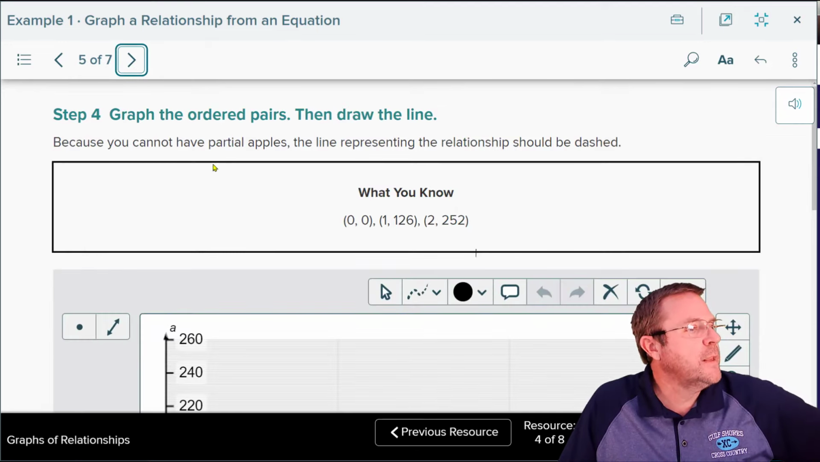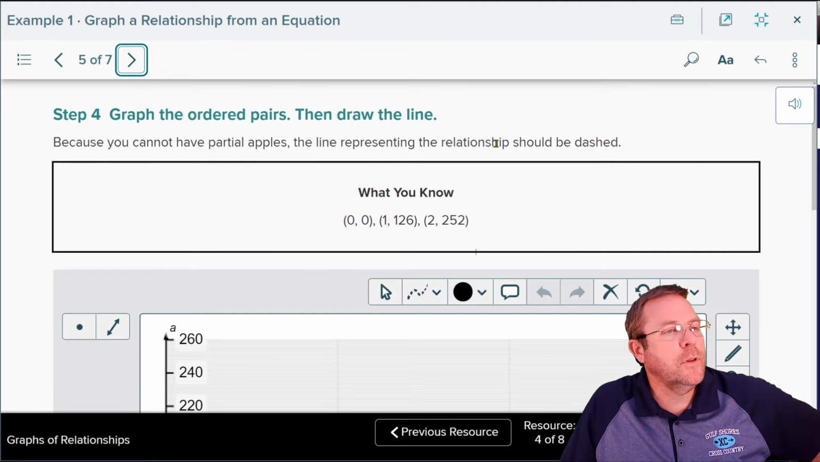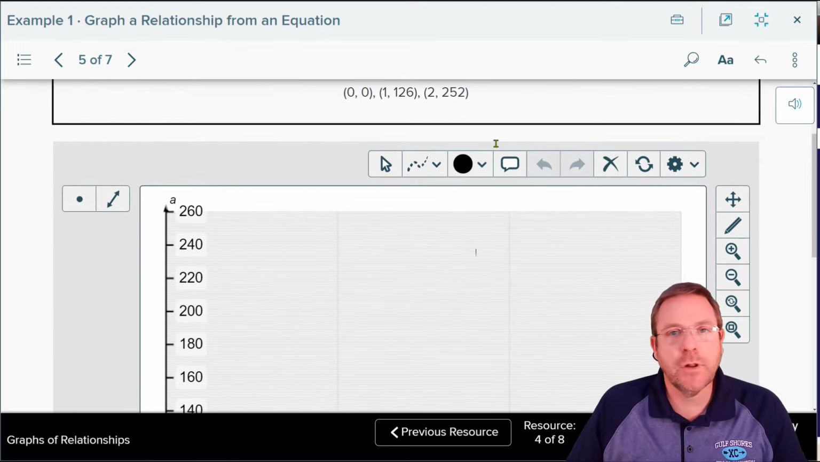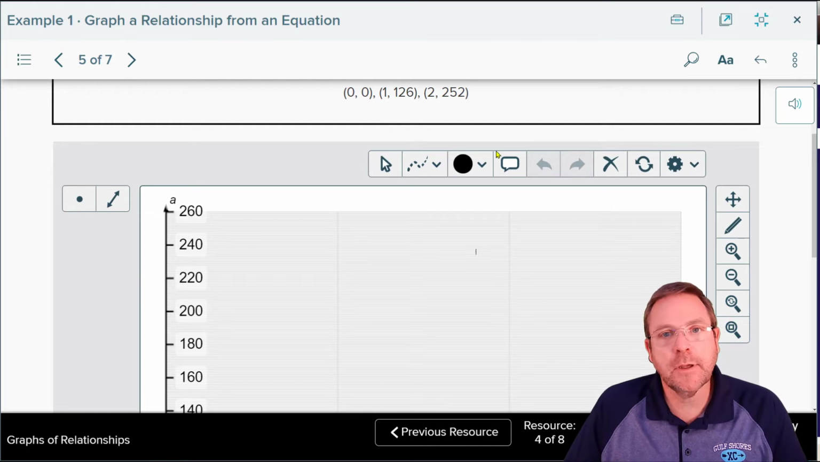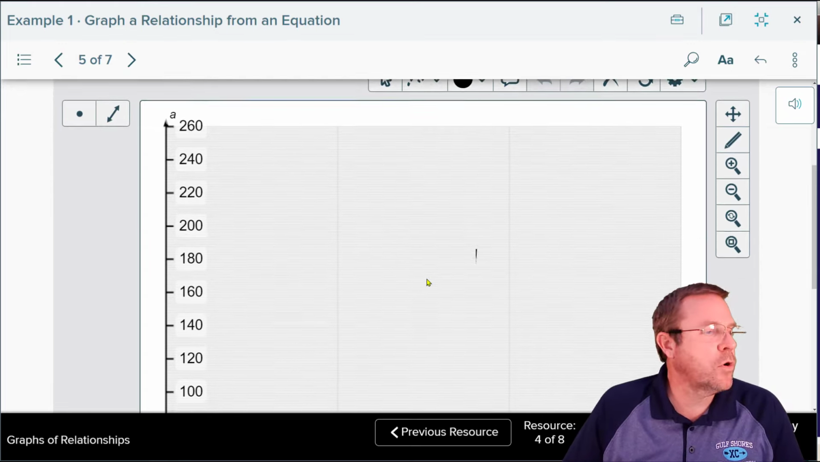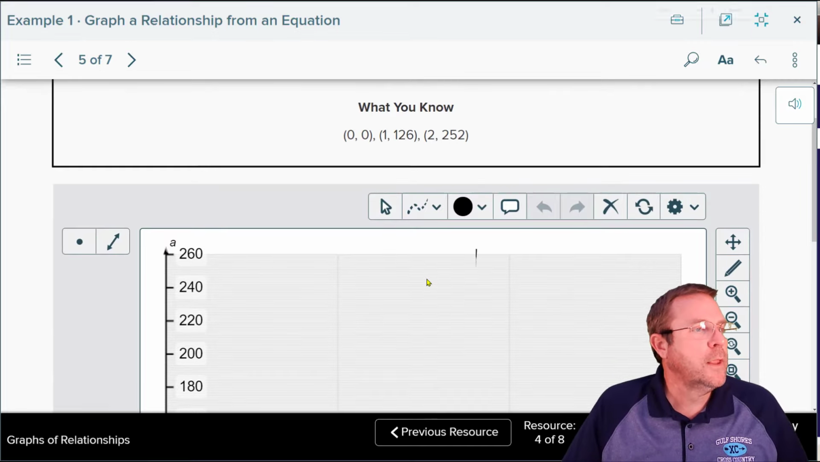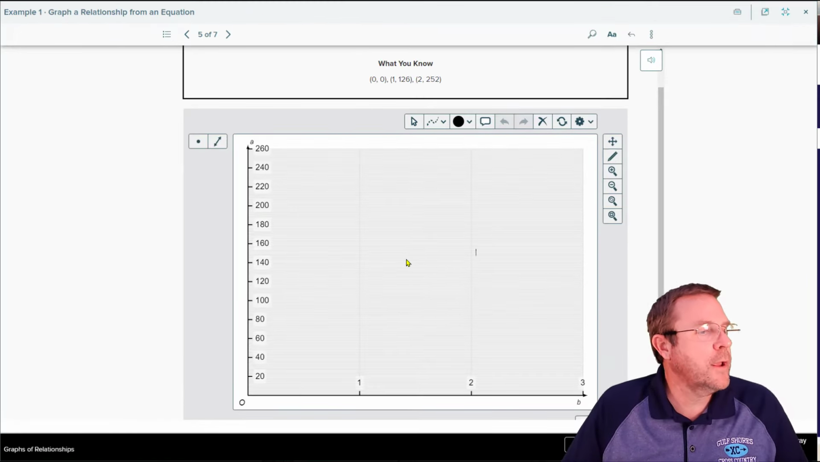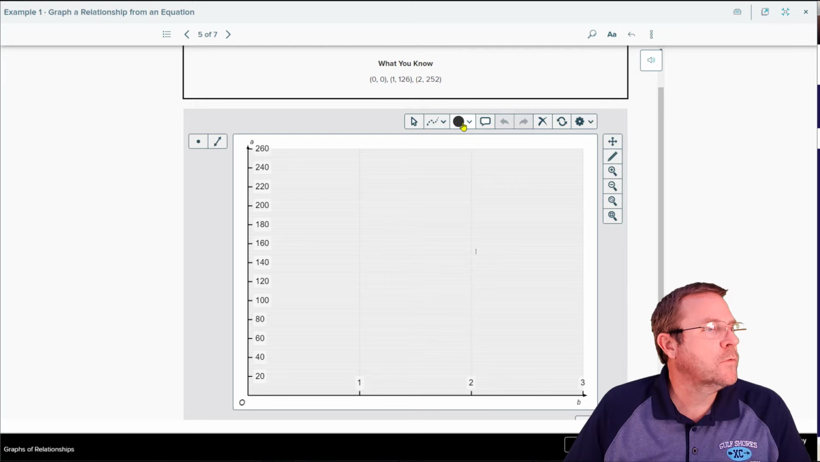Moving forward, because we cannot have partial apples, think about it. Do you really want to have an apple in your bushel? The line representing the relationship should be a dashed line. So we're going to be using a dashed line here instead of using a solid line, because there's going to be partial apples, not whole apples. And from here we need to graph the numbers that we've got. So I'm going to activate my point. First point is going to be at point 0, 0. That's going to go right there.